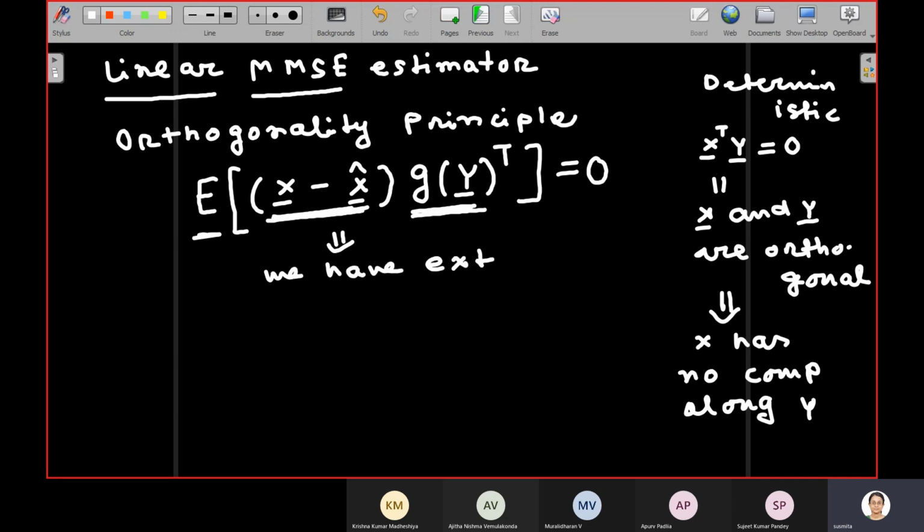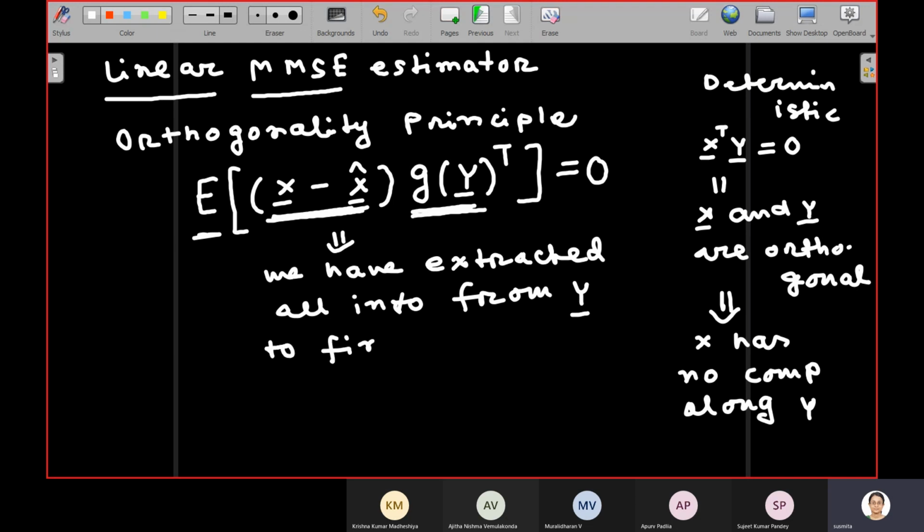We have extracted all information from y to find the estimate. That's why the residual part, x minus x hat, is the remaining part. It has nothing from y. It's completely different from y. So this implies that we have found the estimate which is the best possible estimate based on the measurements.